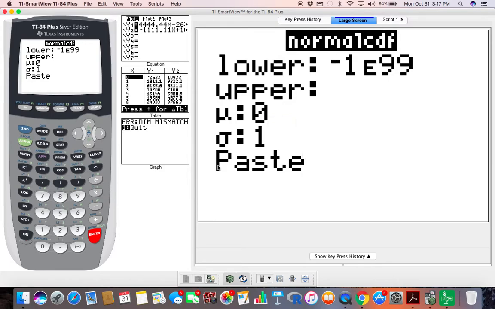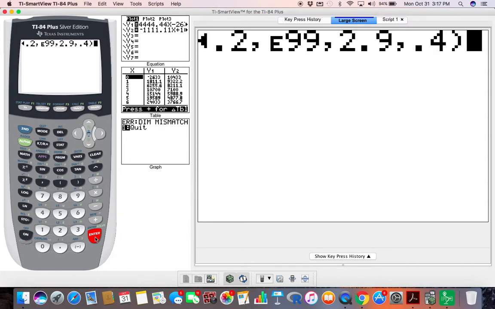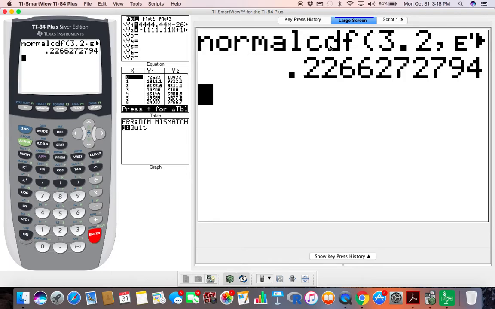So guys, what went first was 3.2. Hit enter. Upper was E99. Enter. Our mean was 2.9. And our standard deviation was 0.4. Now watch what happens when we paste this. We paste it back into the home screen, and it actually gives us the thing that we saw before from left to right. But if you're struggling learning the calculator, getting to this point can sometimes be a little crazy. So guys, we get the same answer, 0.2266.